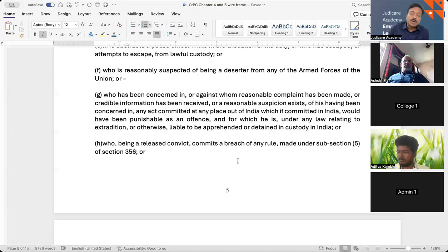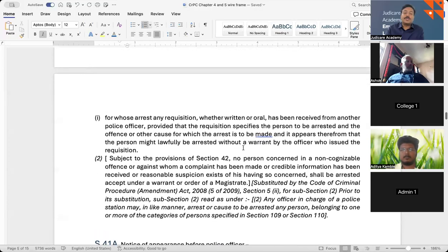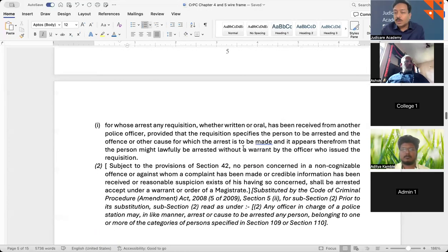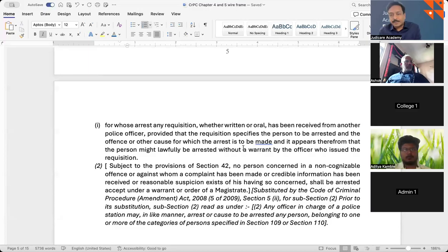And clause H says, who being a released convict commits a breach of any rule made under subsection 5 of section 356, or for whose arrest any requisition, whether written or oral, has been received from another police officer. So, if a police officer says there is somebody in your area whom we are looking to arrest and he has committed so and so crime, a cognizable offense, the other police officer can arrest without warrant and hand him over to the other police officer. So, whether written or oral, either way, it is fine.